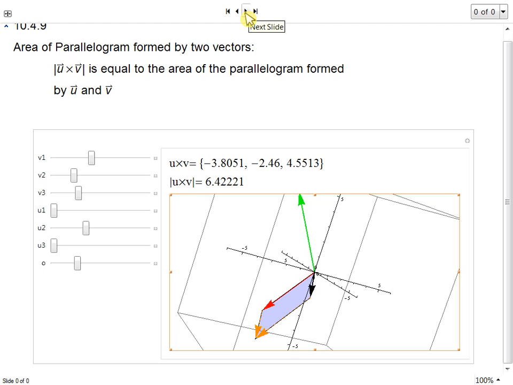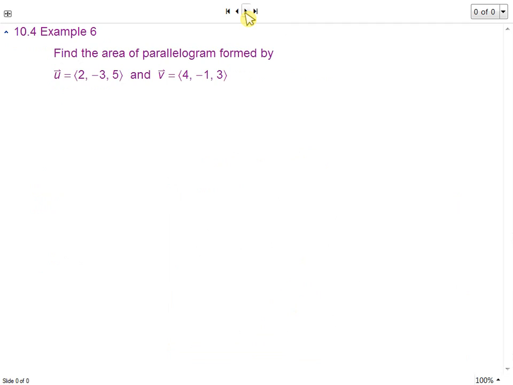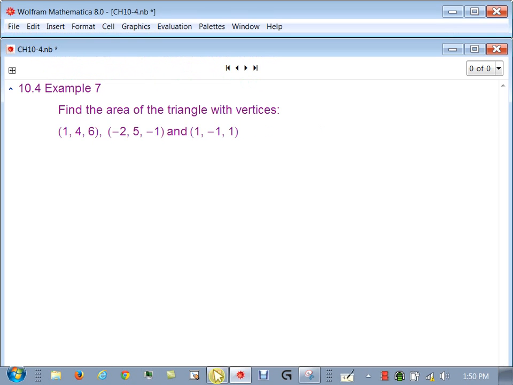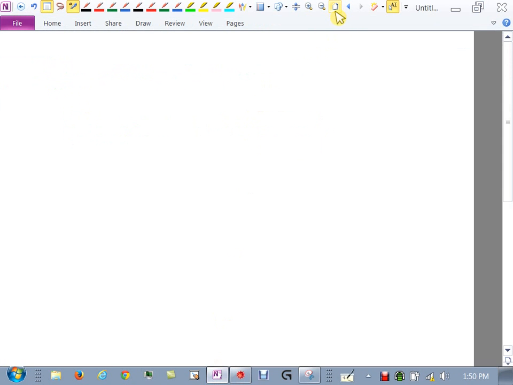Now, think a little bit about your take-home exam. There's a problem where I ask you for the surface area of a tetrahedron. Let's look at this. I'm going to skip example 6. I'm going to look at example 7 instead. Let's do this one. I think this is a really good result. Find this area. So I give you 3 points.